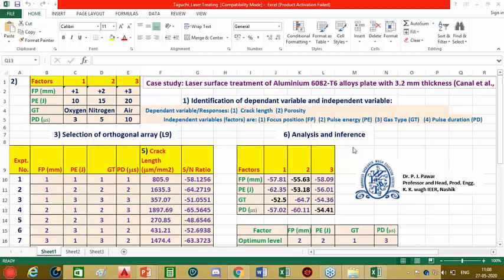Can you see the case study on screen? Yes, sir. It is visible.